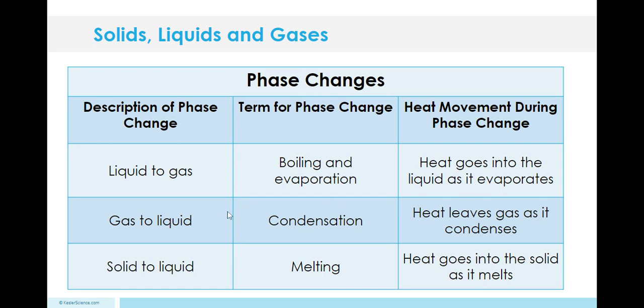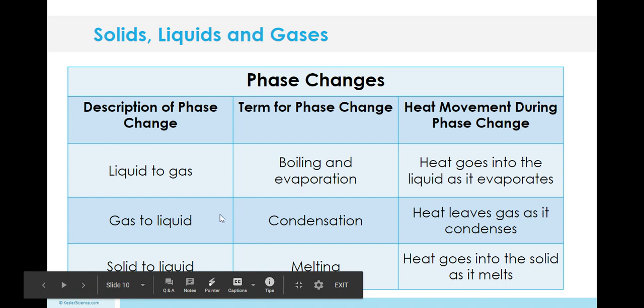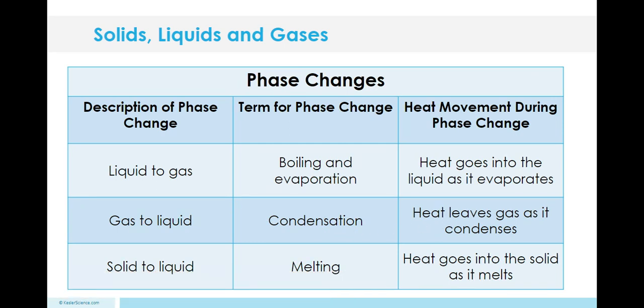The next one down is going to be gas to a liquid. So now we're going the other way. We are removing heat from the gas, and we call that condensation. And when heat leaves the gas, all those particles condense and they move closer together until they become liquid.